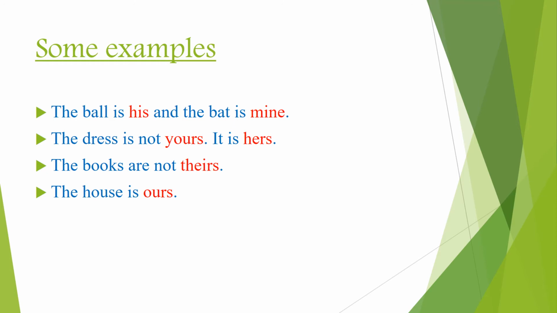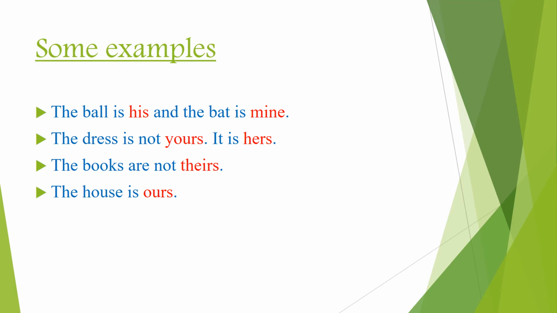Let's see some examples for the possessive pronouns. The first sentence: the ball is his and the bat is mine. So if I'm the speaker, I'm telling this sentence. His is a third person pronoun and mine is a first person pronoun. The ball is his and the bat is mine, and you people are just listening. His is a third person possessive pronoun and mine is a first person possessive pronoun.